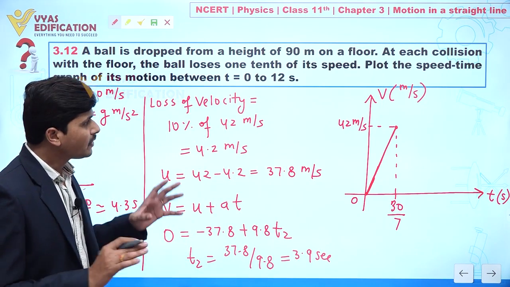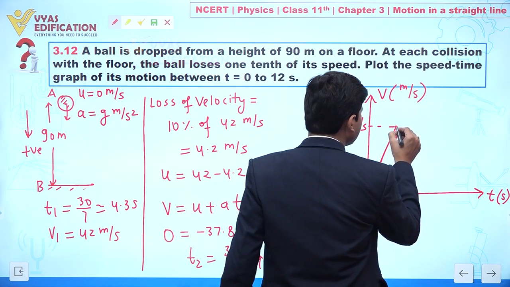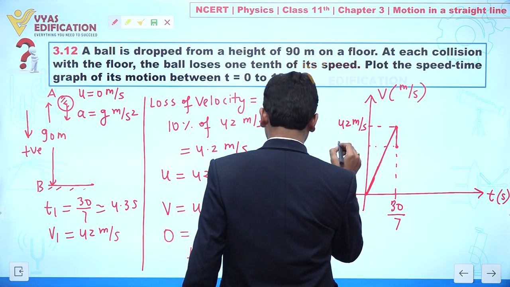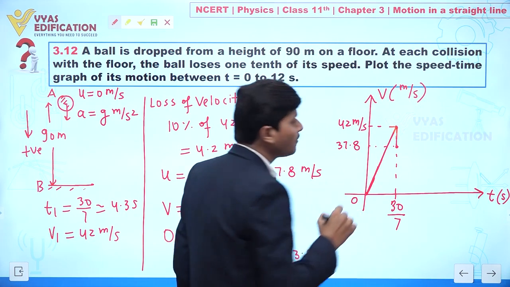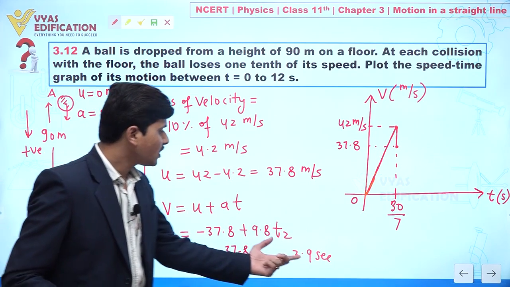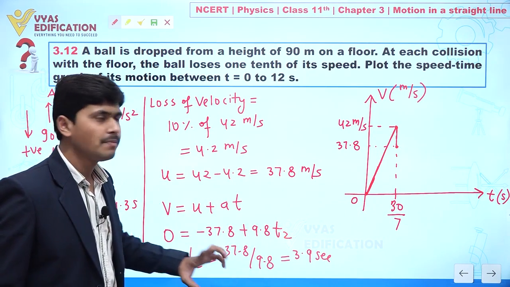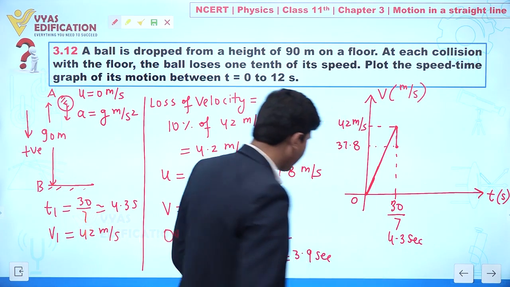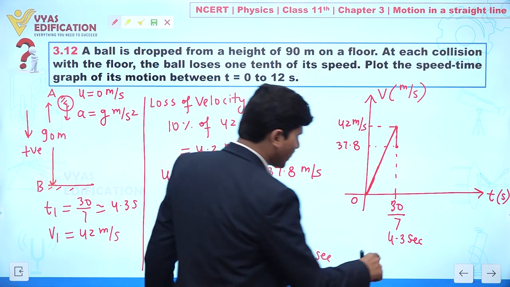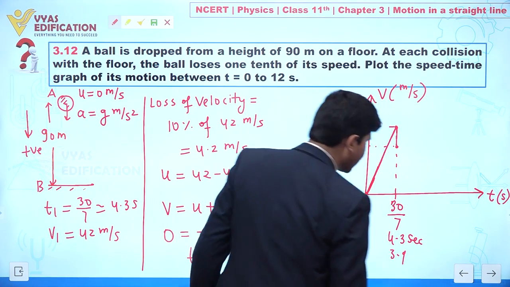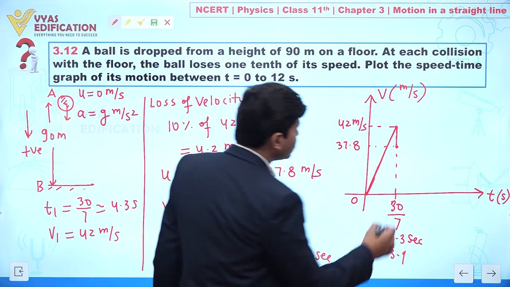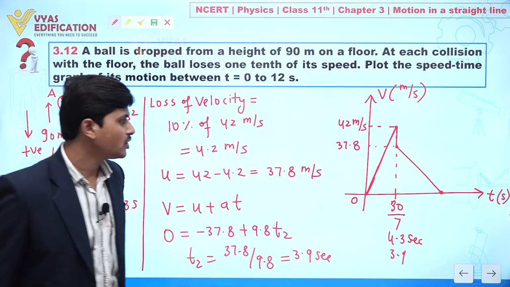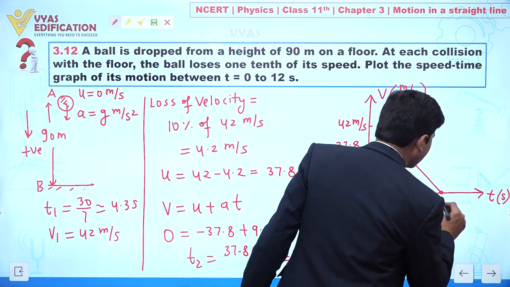So if we draw this in a graph, you can see the speed now decreases to 37.8 meter per second, and after 3.9 second the velocity of the body becomes 0. Adding 3.9 second to 4.3 second, we get 8.2 second. So the velocity of this ball becomes 0 after a total of 8.2 second.